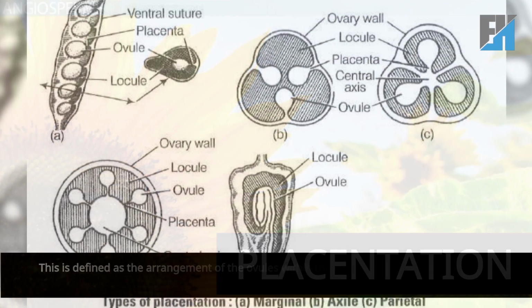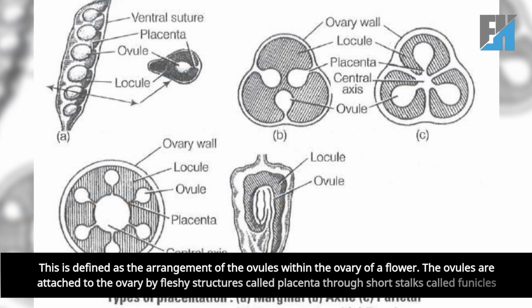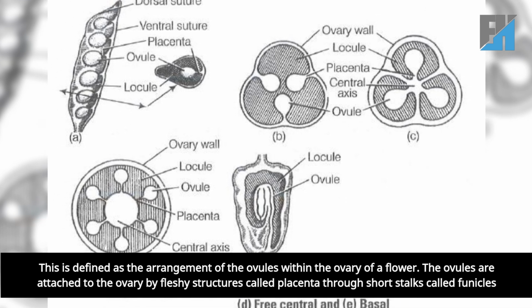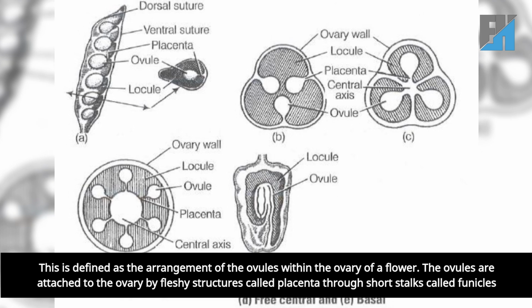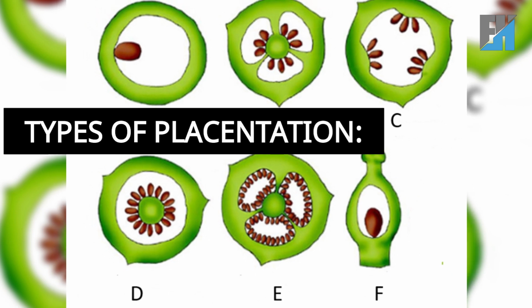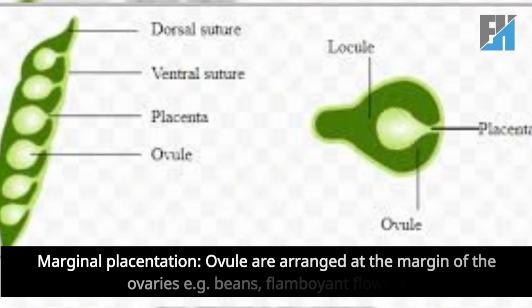Placentation. This is defined as the arrangement of the ovules within the ovary of a flower. The ovules are attached to the ovary by fleshy structures called placenta through short stalks called funicles. Types of placentation. Marginal placentation.